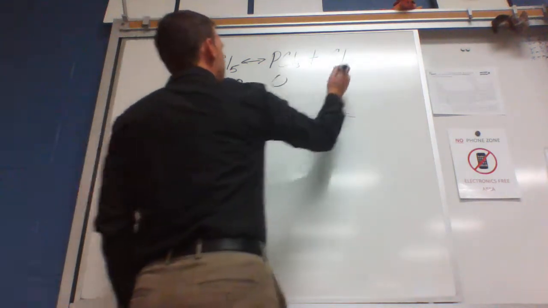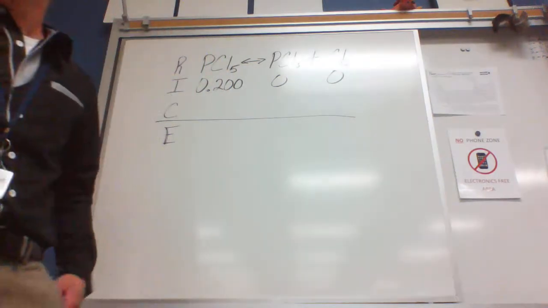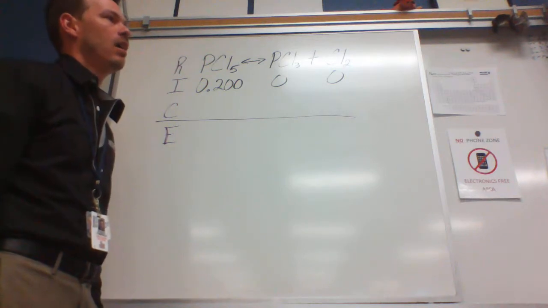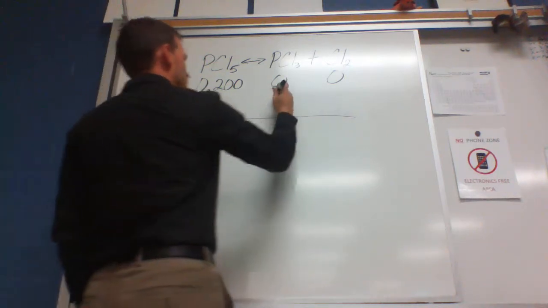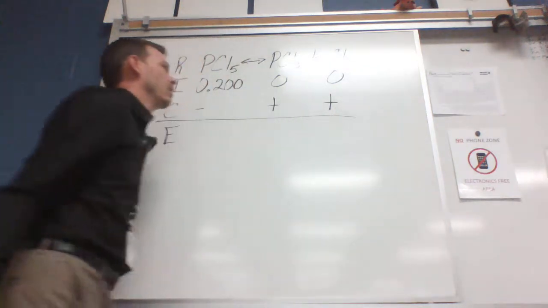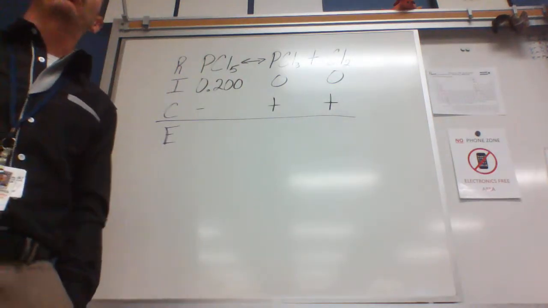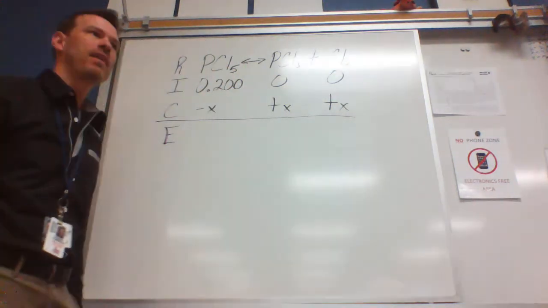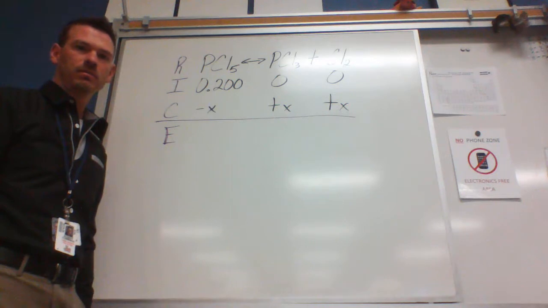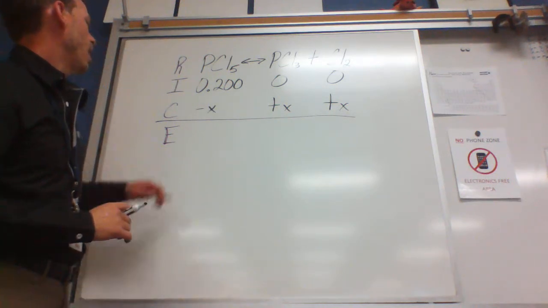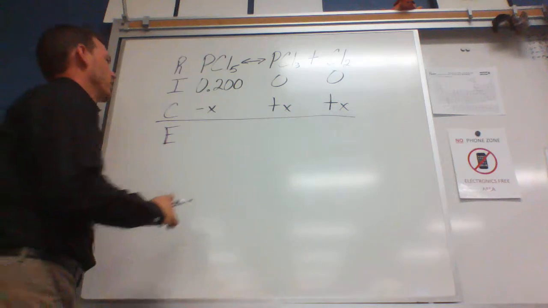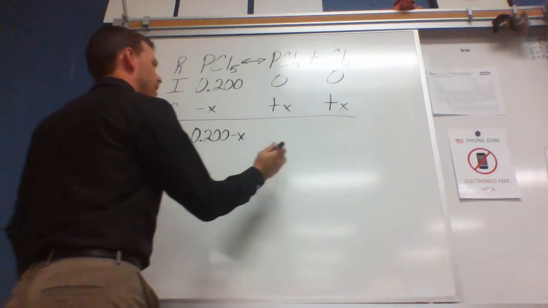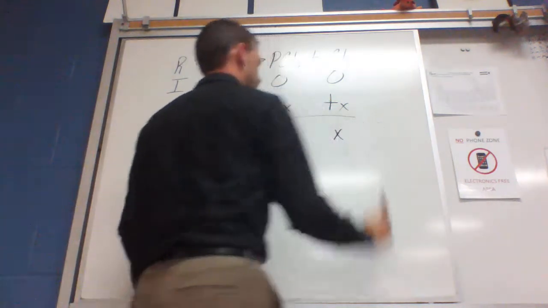Now look, I do not have concentrations for the other 2. My change will be minus plus plus, of course. Are there any coefficients to worry about? No. We all right? Yes. Nothing different yet? Yeah. All right, let's sum up I and C, and we'll see what happens here. It looks like we're going to have 0.2 minus x, x, and x.